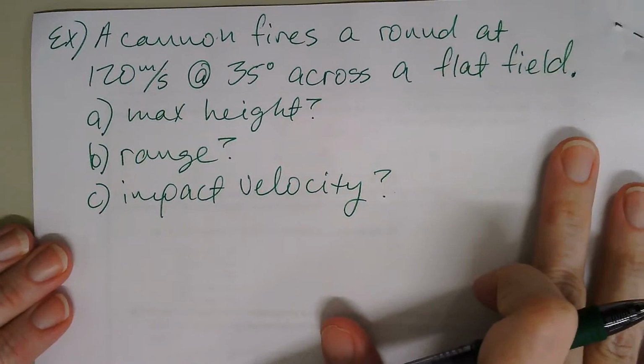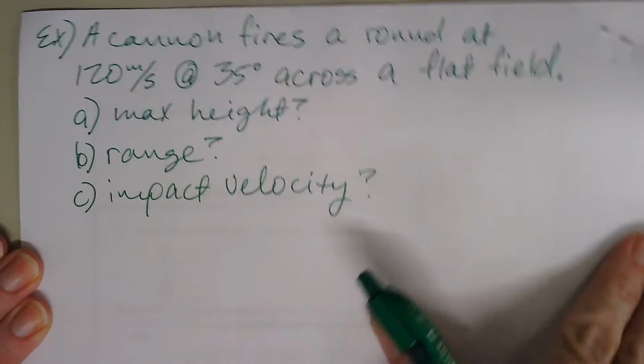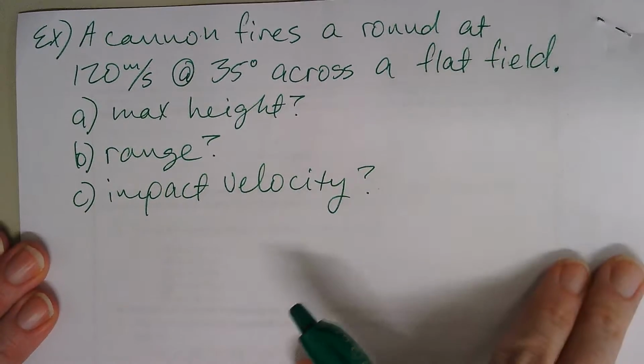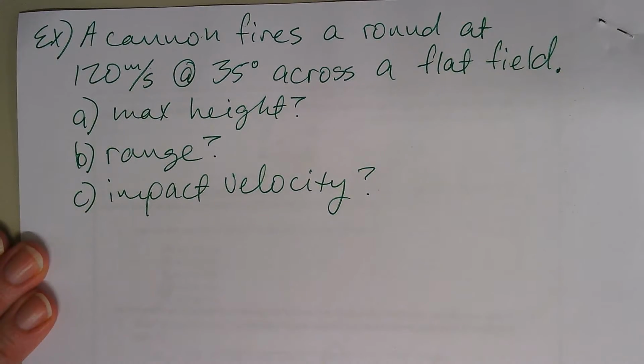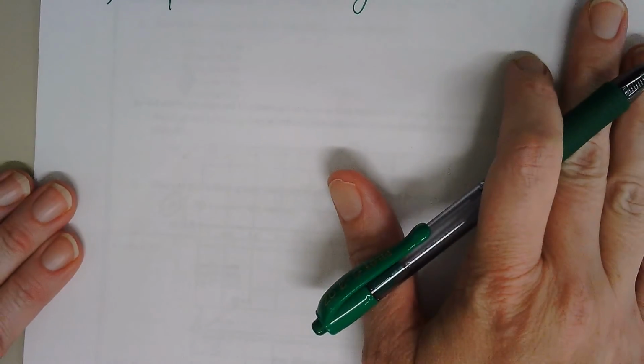All right, so let's do a little practice problem. I just kind of jotted one down. So I guess you can have another piece of paper or something, but here's the one that I jotted down. You might want to pause it so that you can write it down. So I have a cannon that fires a round at 120 meters per second at 35 degrees across a flat field, and I want to know the max height, the range, and the impact velocity. So first thing I'm going to have to do is make me a chart.